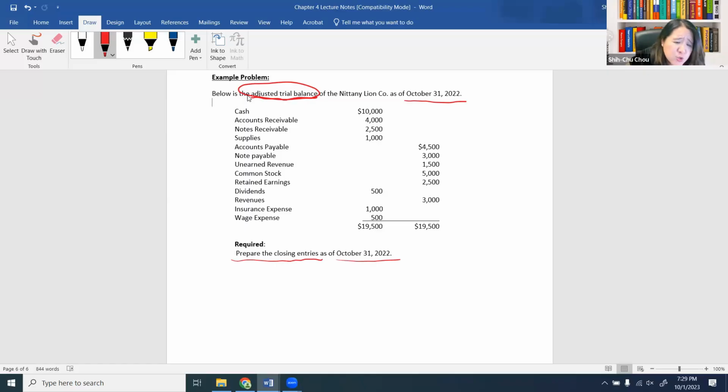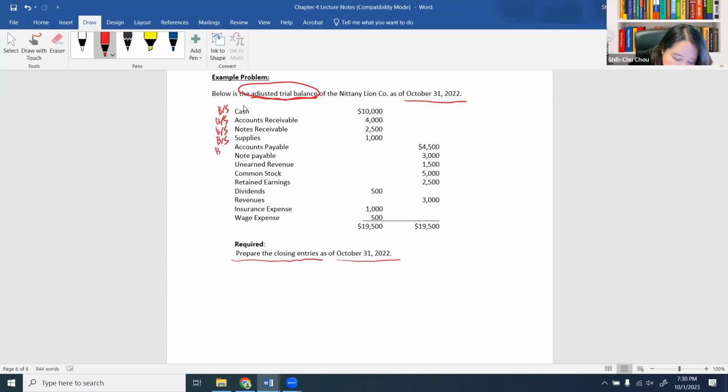So what we need to do is make sure that we identify those temporary accounts, because only those temporary accounts need to be closed out. So let's see what temporary accounts we have here. Cash is an asset account, which is a balance sheet account, a permanent account. Accounts receivable, asset account, balance sheet account. Notes receivable, another asset account, balance sheet account. Supply is a balance sheet account, which is an asset account.